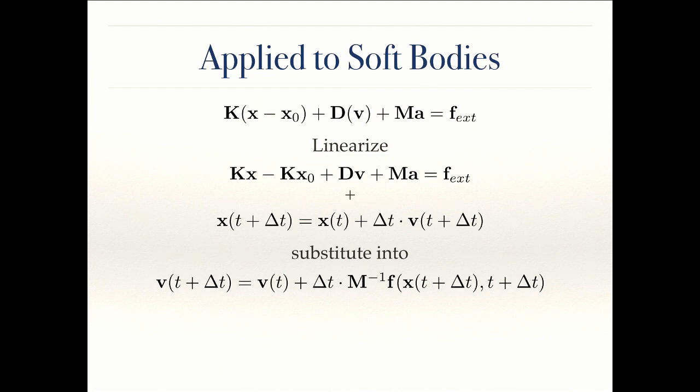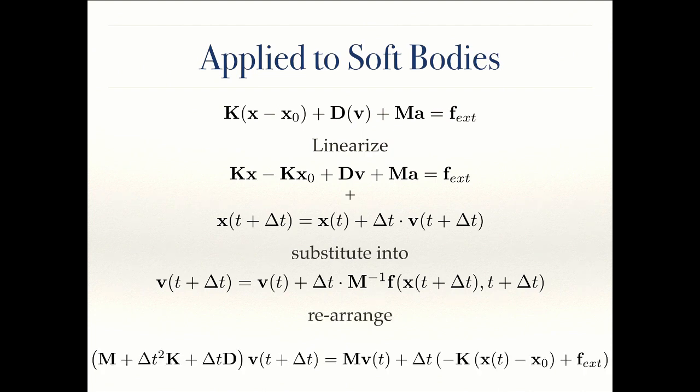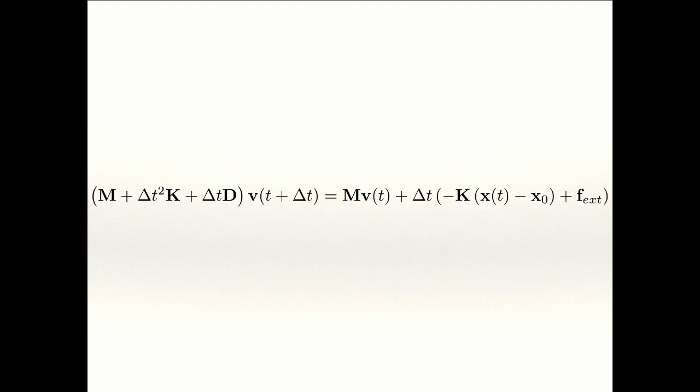So then we'll do some substitution, and we get that the velocity at the new time step is equal to the velocity at the old time step plus delta t times m inverse times the forces that are going to be at the new time step. We rearrange the system a little bit, and we get something that looks like this. So this is a linear system. It's sparse and symmetric and positive definite, which is nice. Positive definite systems are what we want when we look at linear algebra techniques.